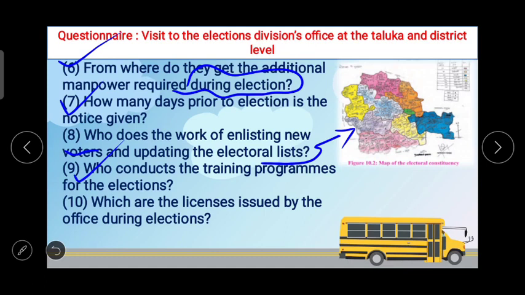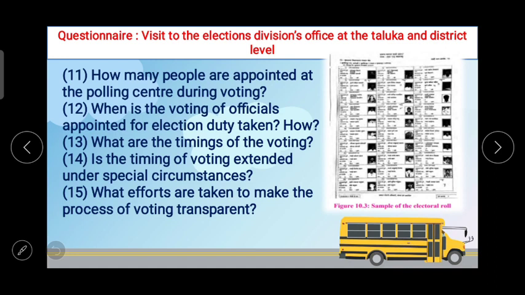Which are the licenses issued by the office during election? Next now, how many people are appointed at the polling center during voting? So by visiting the elections office, you have to get answers of all these questions.